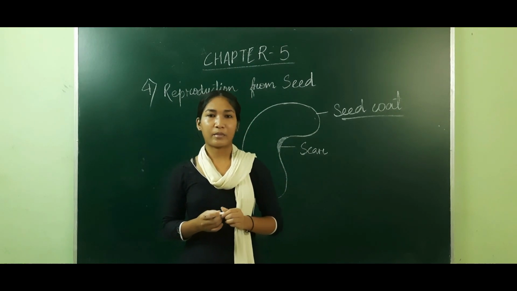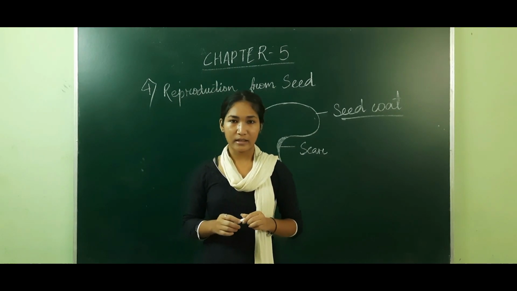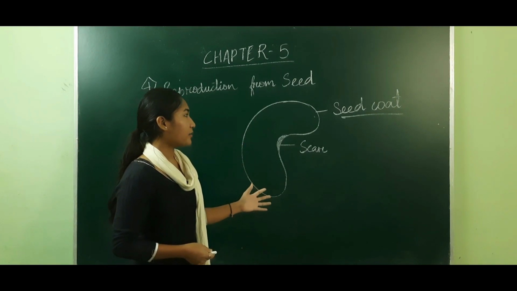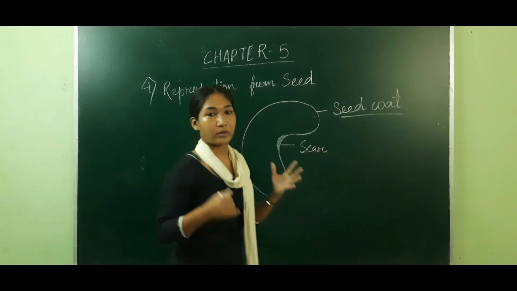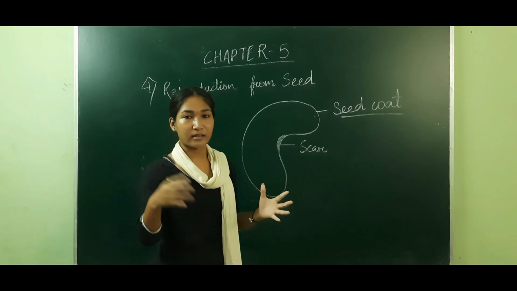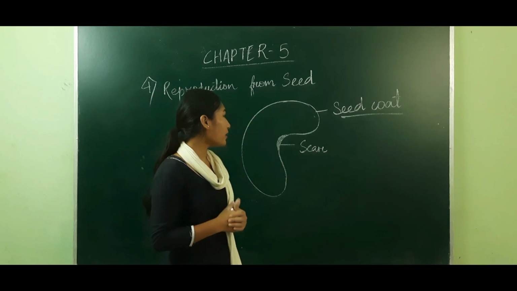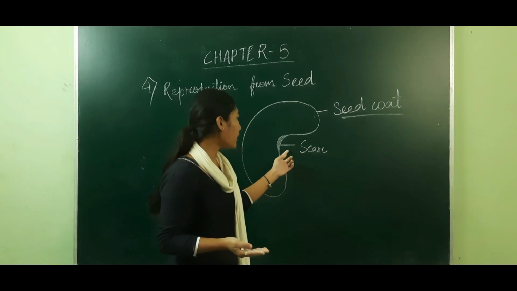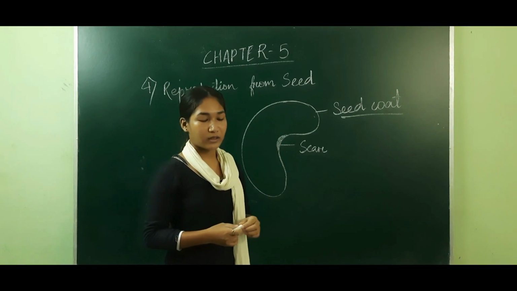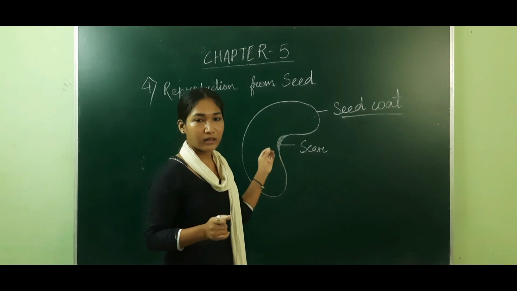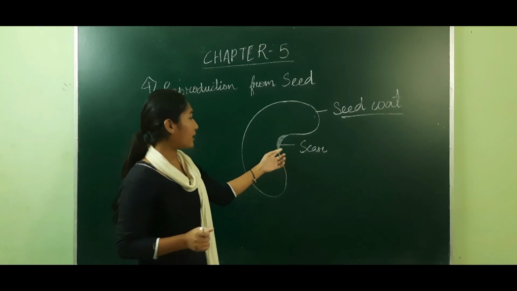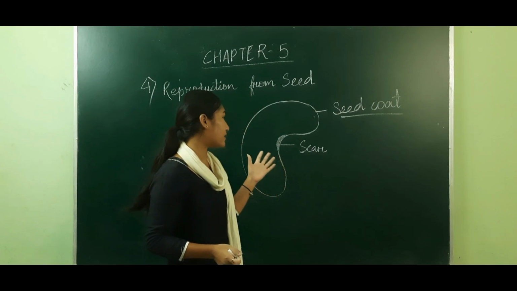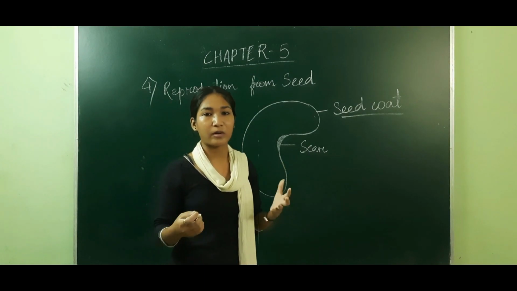Now we will be studying the structure of a seed. So this is the structure of a seed. The seed is protected by the seed coat, which protects the seed from the outer environment. And this is the scar, or you can say a mark. Okay, so this is the way through which the baby plant comes out of the seed, and this is also a way through which water enters inside the seed, so that it gets proper water.